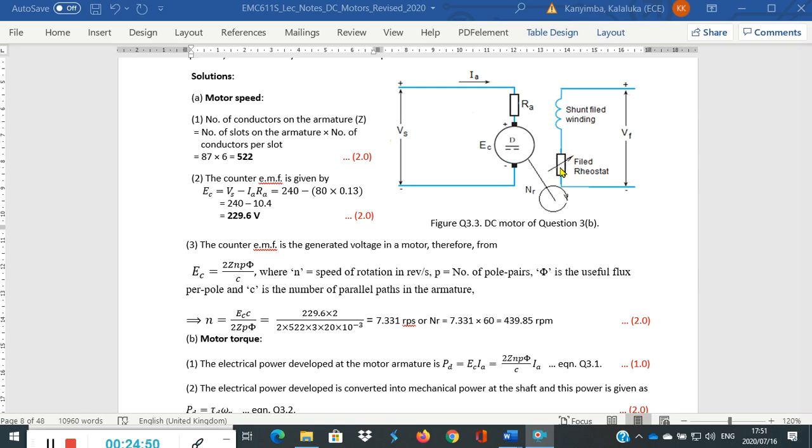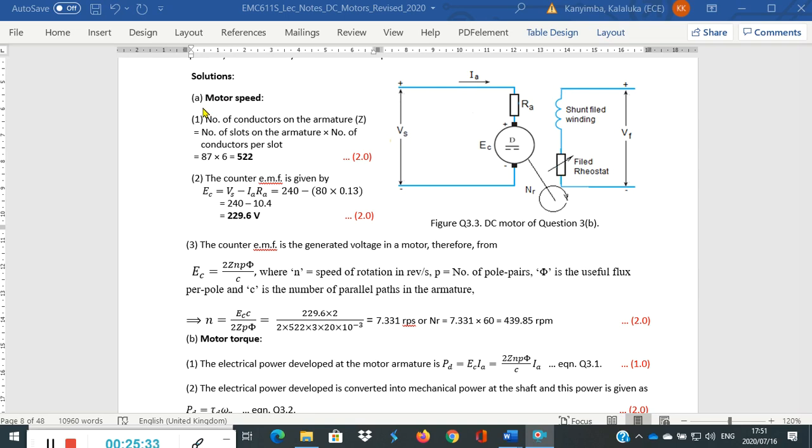Then we have a field rheostat which is connected in series with the field winding. Now this motor is running at a certain speed, let's call it NR. Our circuit is very simple: it's just the armature where a counter EMF, or an EMF of self-induction, an EMF due to Faraday's law, EC, is induced. This is connected in series with the armature resistance represented by resistor RA. The current from the supply is the armature current, let's call it IA.